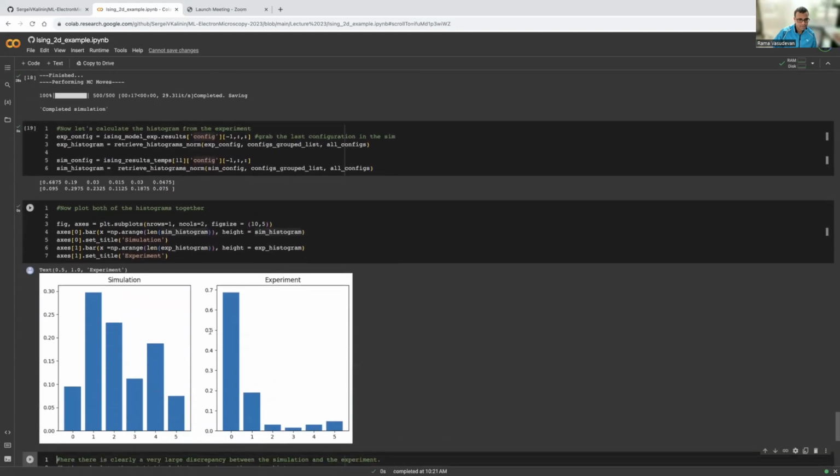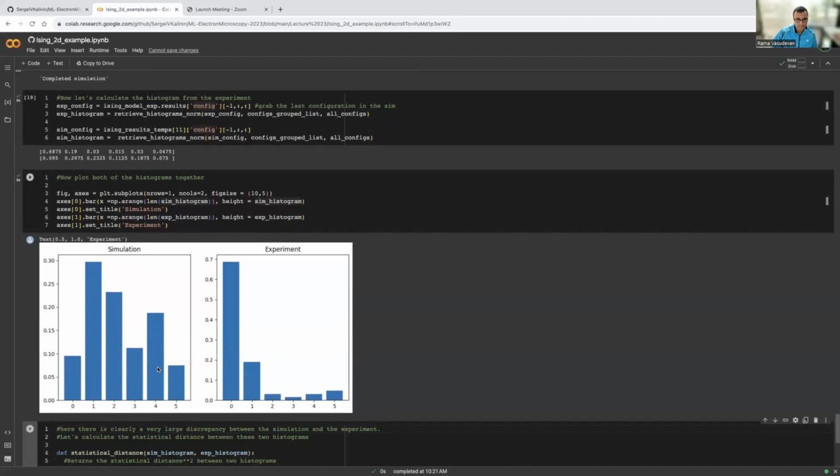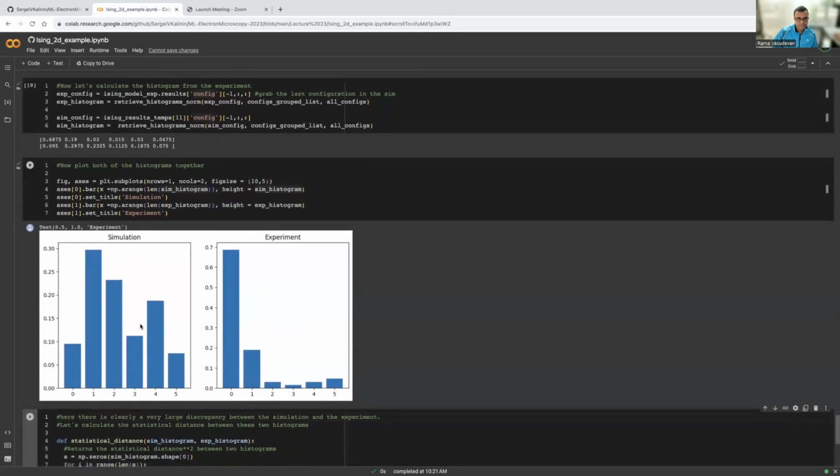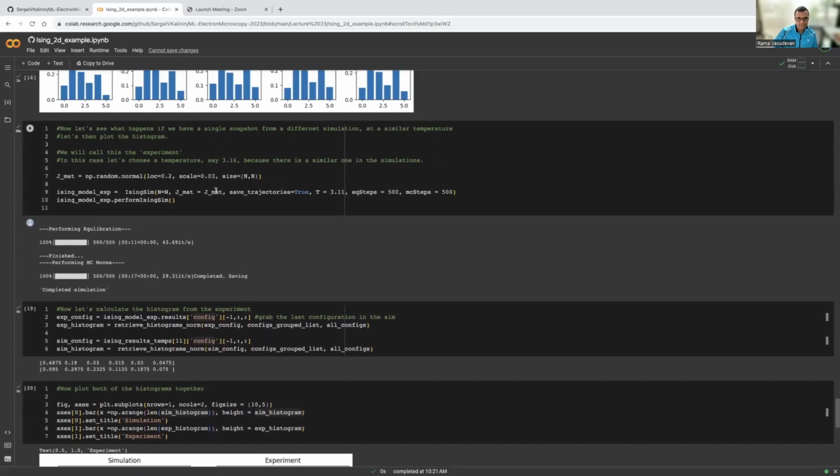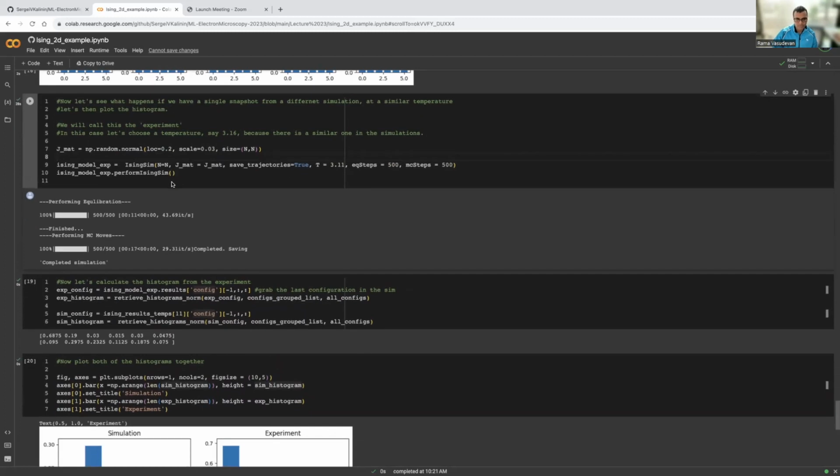All right, so here we have what the simulation looks like and what the experiment looks like at the same temperature. However, you can see that in fact, these histograms look nothing alike, right? There's a significant, large discrepancy between our simulation and experiment. And why is that? The reason for that is because this J value was doubled, right? And so we can expect different configurations in our experiments compared to our simulation.